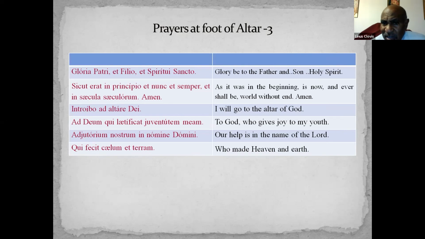It's translated to English, the world without end. But it literally means ages of ages. And then the antiphon again, I'll go to the altar of God.